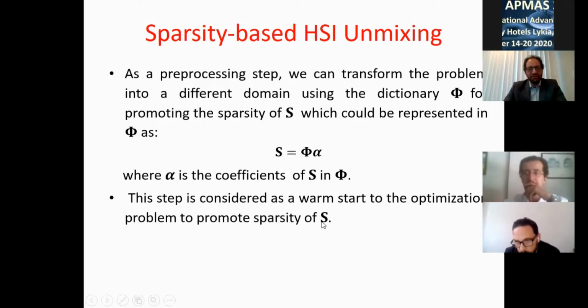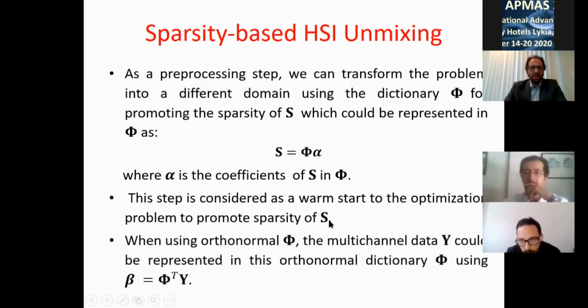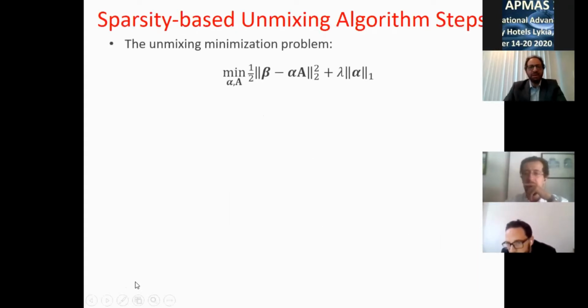It's the representation in phi. And now we use this as a warm start to this optimization problem. We also represent the data, which is the hyperspectral imaging cube, in this phi, and it becomes beta, where now the problem becomes minimizing over alpha and A in this form.